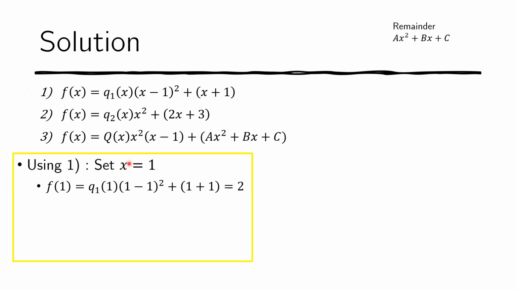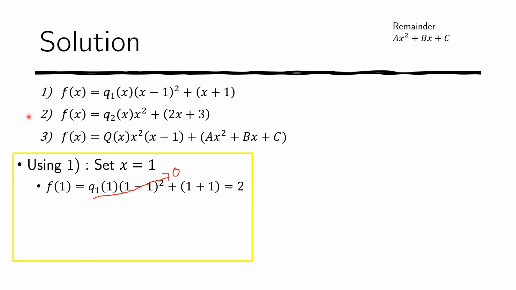Now, if we substitute 1 for x, this term here will vanish, right? Because that's 1 minus 1. And so if we do that, we have f of 1, substitute 1, then here we have q sub 1 of 1. And this bit here becomes 1 minus 1 squared, and that will vanish. This bit will become 0, right? And then here we have 1 plus 1. That's x plus 1 becomes 1 plus 1. And so we have 2. Now we know that f of 1 is 2.